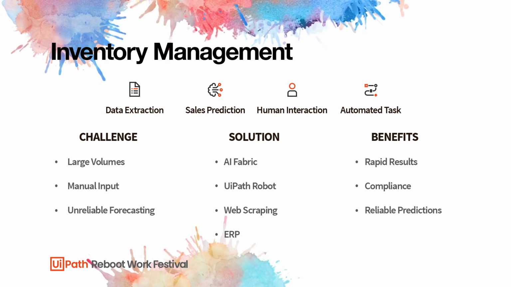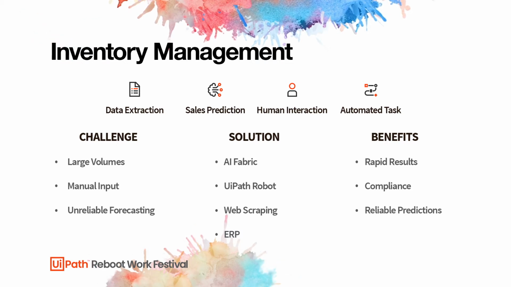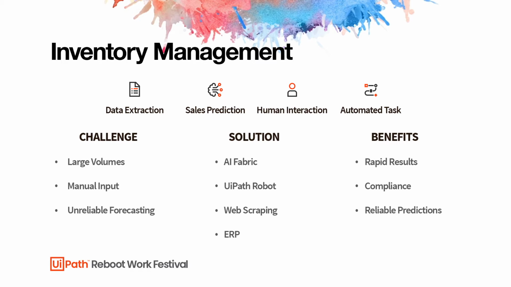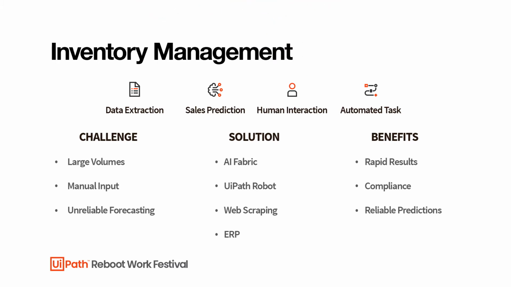The solution that we have for this showcase, obviously we use UiPath robots, and they are supported by a machine learning algorithm in the background hosted in AI Fabric. We also use web scraping to get the data from our CRM, and then we have an integration with an ERP. This type of solution can work with any ERP.